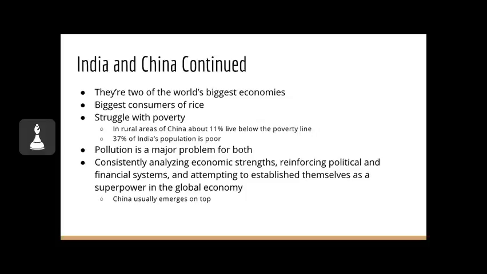Pollution is also a major problem for both countries. Over the past few years, China has worked to improve their poor air quality, yet air quality in India has continued to worsen. India and China consistently analyze their economic strengths, reinforce political and financial systems, and attempt to establish themselves as a superpower in the global economy. Yet China usually emerges on top in the race for economic dominance.